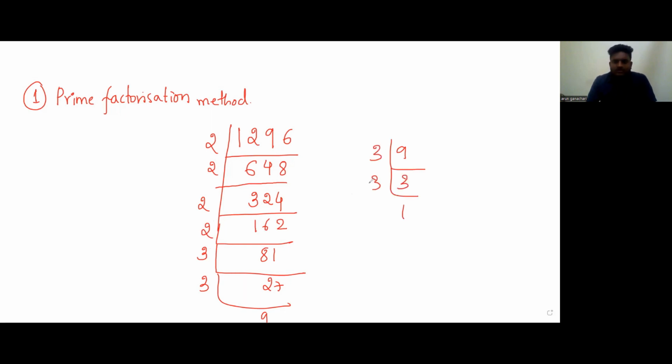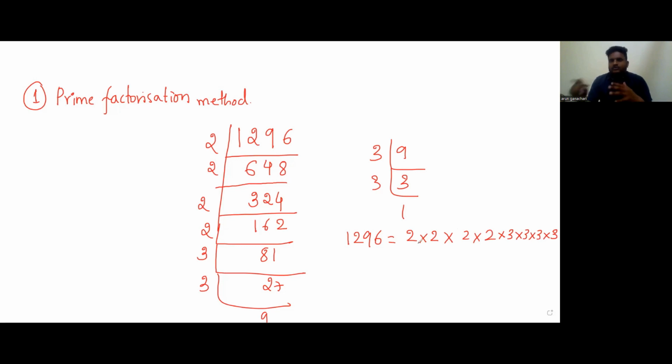This is called factorization of a number. We started from 2 and reached up to 3. Now I'll take all the factors. 1296 can be written as 2 into 2 into 2 into 2. So how many 2s are there? 4 2s are there. And we have to write 4 3s also. We have 4 2s and we also have 4 3s.